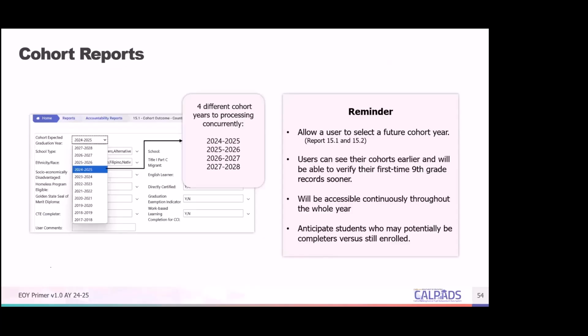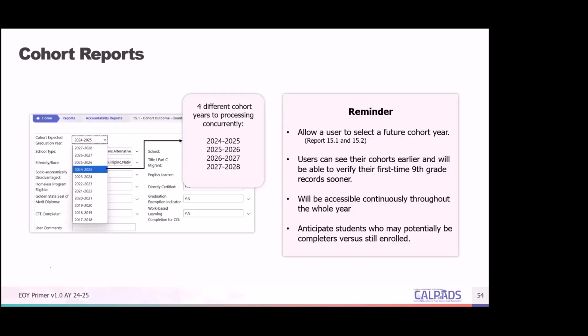Those cohort reports are often cited as used to calculate the adjusted cohort graduation rate, or ACGR, on the California School Dashboard, but they're used in so many of the dashboard calculations. Your chronic absenteeism rates, your A to G completion rates, your CTE completer rates, all use cohort in the denominator of their calculations. And so if you have inaccurate cohort numbers, that will affect quite a few elements of the California School Dashboard for you this year.